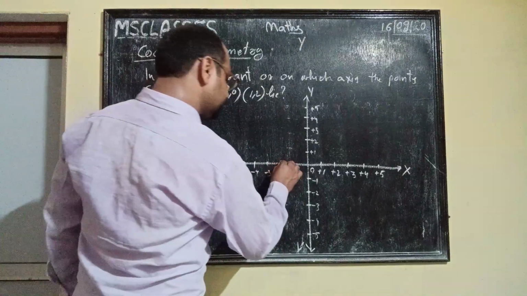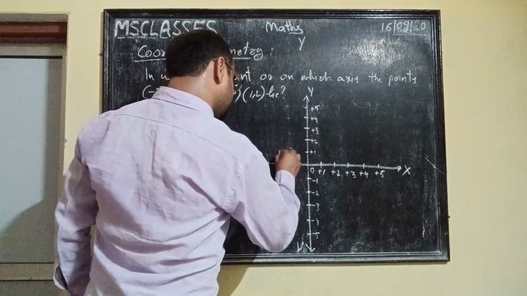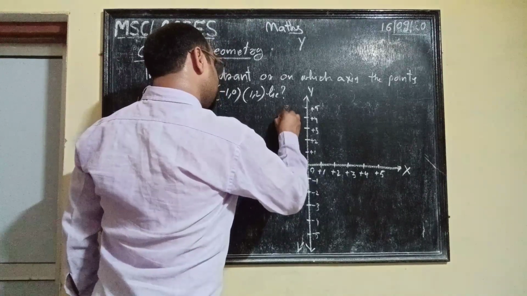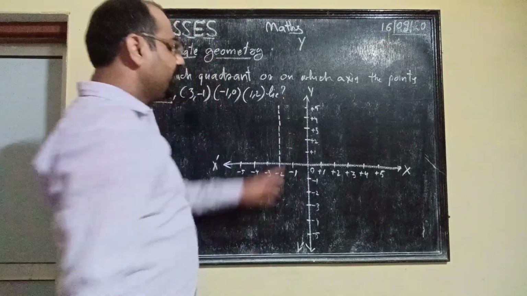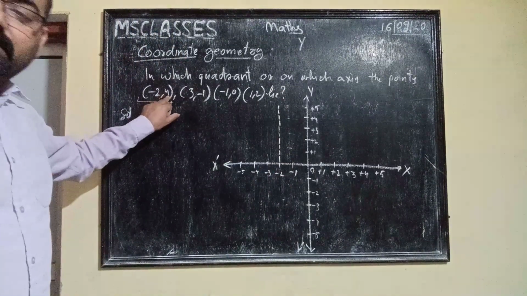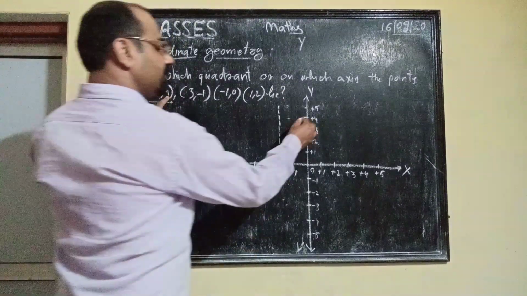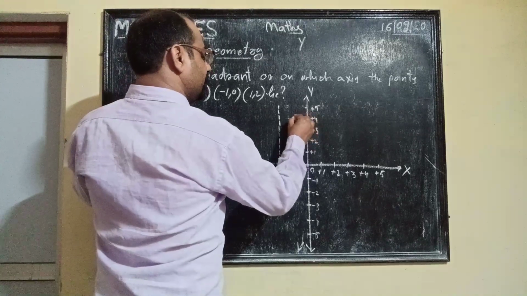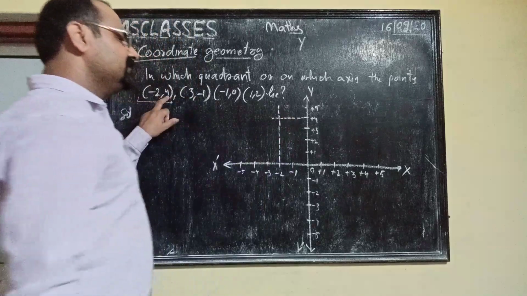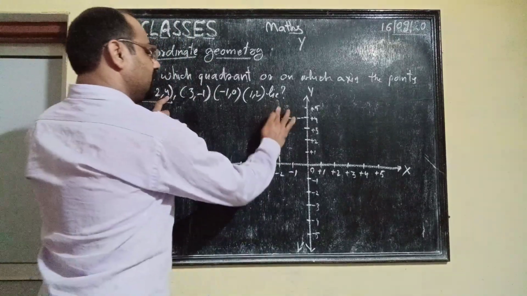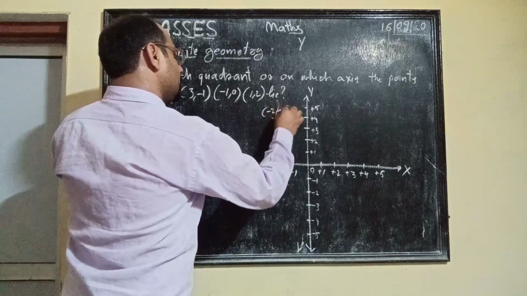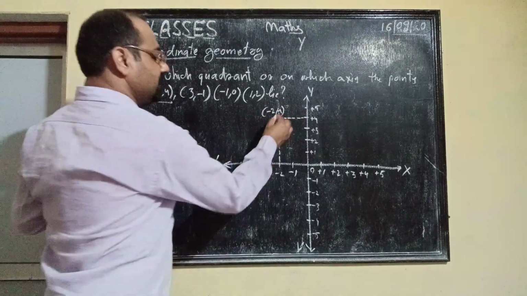You have to draw a perpendicular parallel to the y axis. And now we draw a perpendicular at 4. This is the value of y, where both perpendiculars intersect. This is your point A, and the coordinates of A are minus 2 comma 4. So this is the point A.